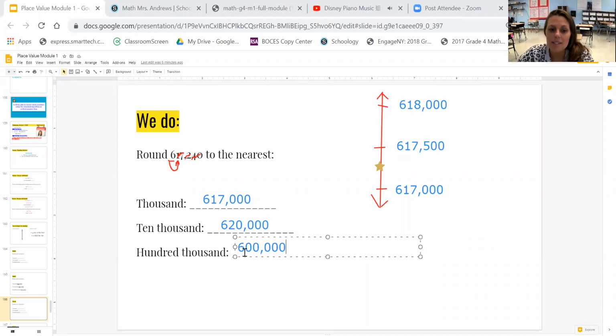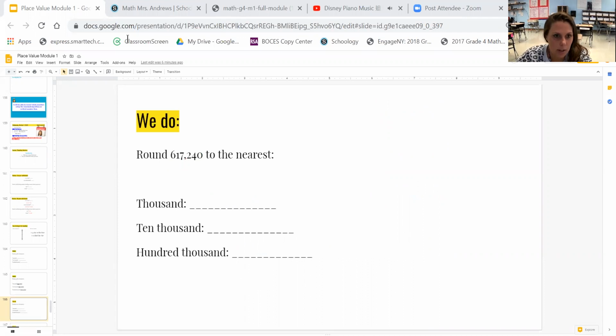So 617,240 rounded to the nearest 100,000 is approximately 600,000. Let's keep moving. Thanks for double checking your work.